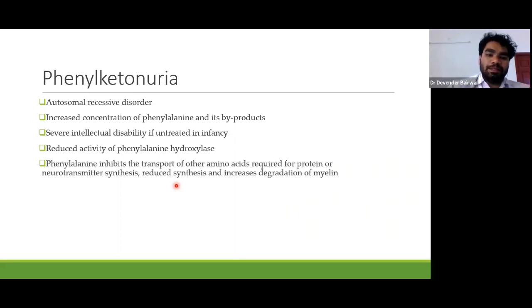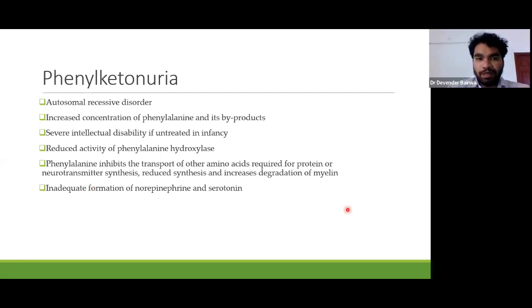Phenylalanine inhibits transport of other amino acids required for protein or neurotransmitter synthesis, reduces synthesis, and increases degradation of myelin. So basically, apart from that, all products which are formed from phenylalanine will not form, and phenylalanine will inhibit the transport of other amino acids and also degrade the myelin. And because we know this is important for formation of multiple neurotransmitters, there will be inadequate formation of norepinephrine and serotonin.